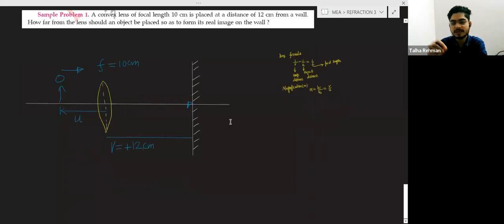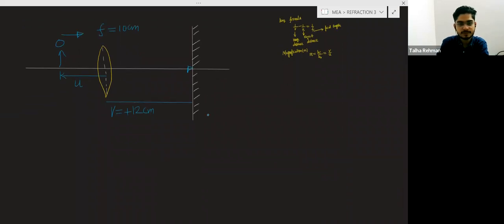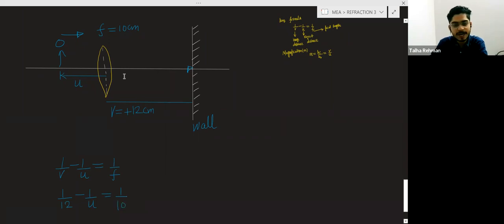Now apply the lens formula: 1 upon v minus 1 upon u is equal to 1 by f. Here 1 upon v is 1 by 12, minus 1 by u, is equal to 1 by f. This is a convex lens, so the focal length is also positive, 1 by 10. Just calculate this by yourself.